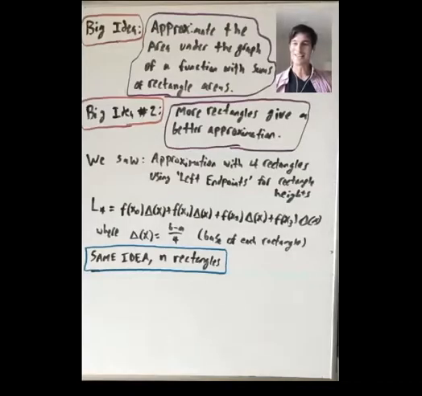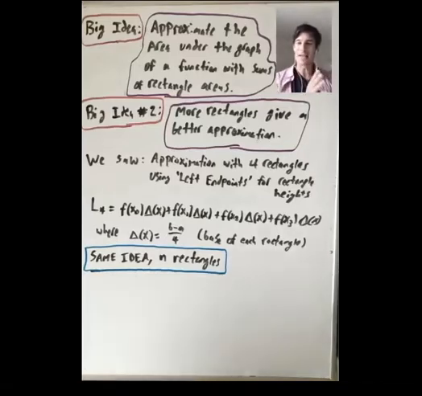The big idea in the last video was that we wanted to approximate the area under the graph of a function by taking a bunch of rectangles and adding up their areas. So these rectangle areas weren't going to add up to exactly the area under the graph of the function, but the hope was that it would be pretty close. And the second big idea is that the more rectangles we use, the better an approximation we get.